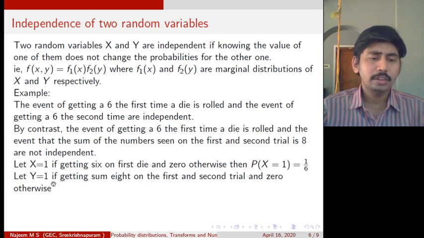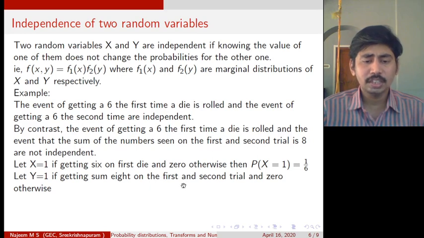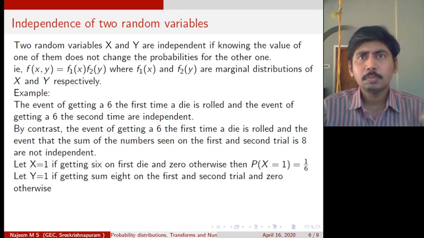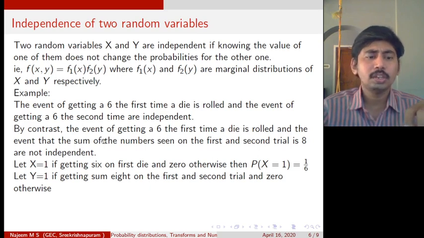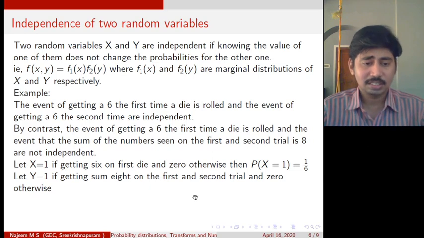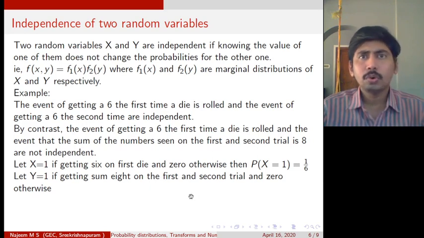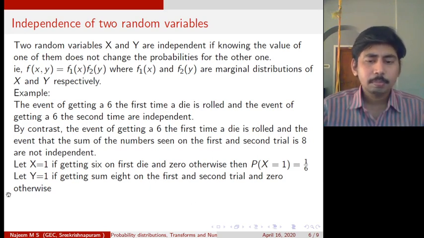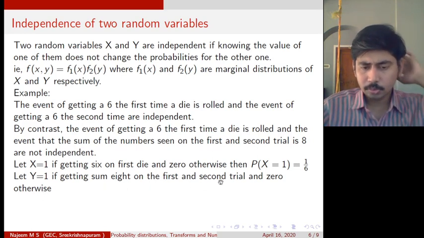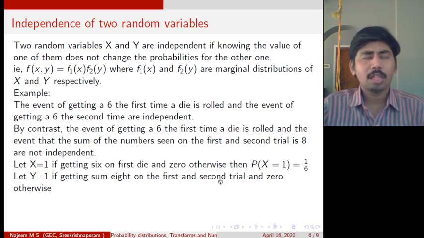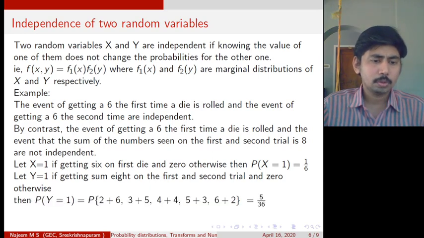Similarly, y equal to 1 if we get a sum of 8 on the first and second roll. So we have to roll 2 dice and the sum should be 8, then only it will be considered a success, or y equal to 1. If the sum is anything else except 8, like 2, 3, 4, 10, etc., then y equal to 0. Now let us check whether these are independent or not.